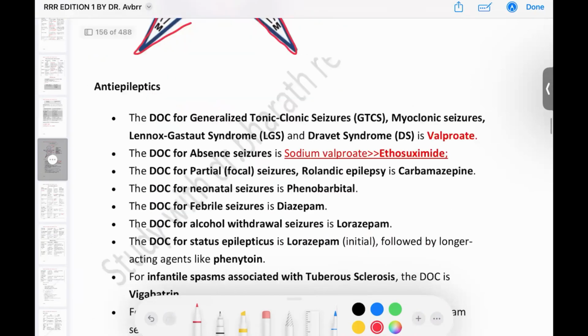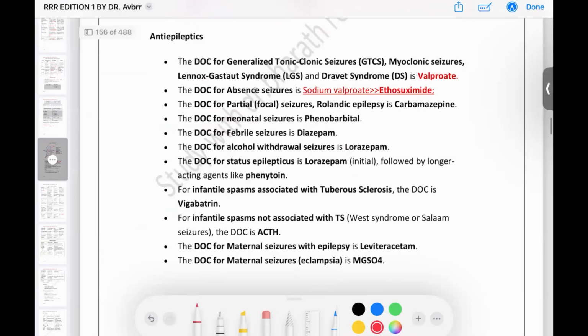Next, the last topic. The drug of choice is very, very important. For patients with generalized tonic-clonic seizures, juvenile myoclonic seizures, Lennox-Gastaut syndrome, and Dravet syndrome, we are only going to give sodium valproate. In absence seizures also, we give sodium valproate only, because ethosuximide is very costly and not available in India. So that's why we prefer sodium valproate.